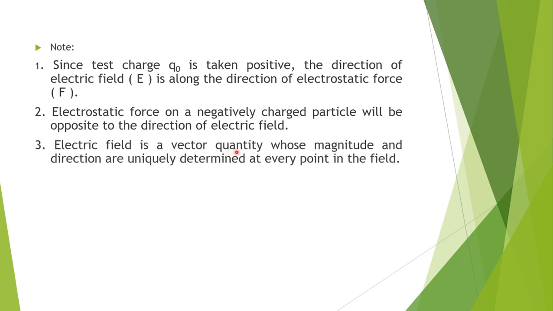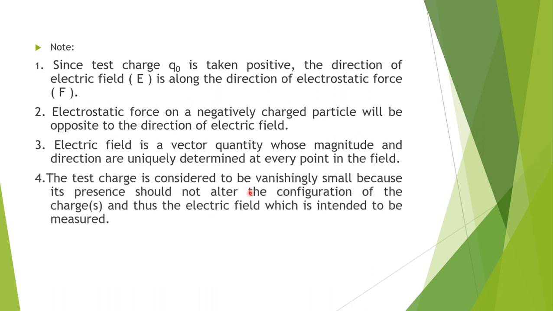Electric field is a vector quantity whose magnitude and direction are uniquely determined at every point in the field. The test charge is considered to be very small, okay? We have to consider the test charge as very small because it should not alter the configuration of the electric field.